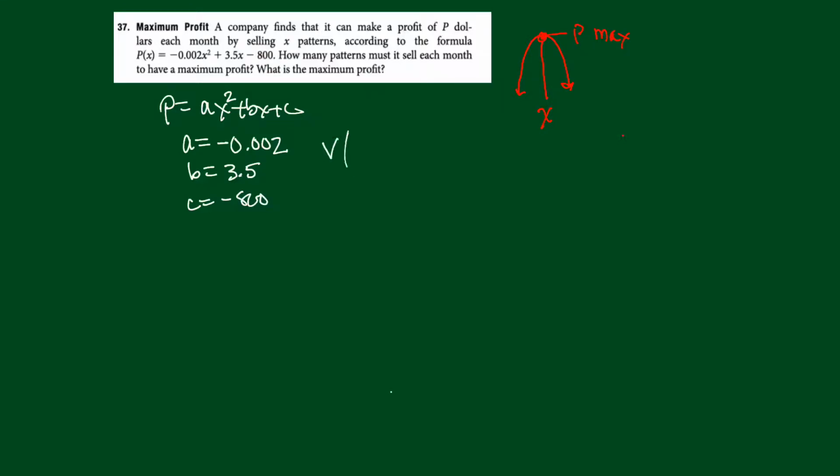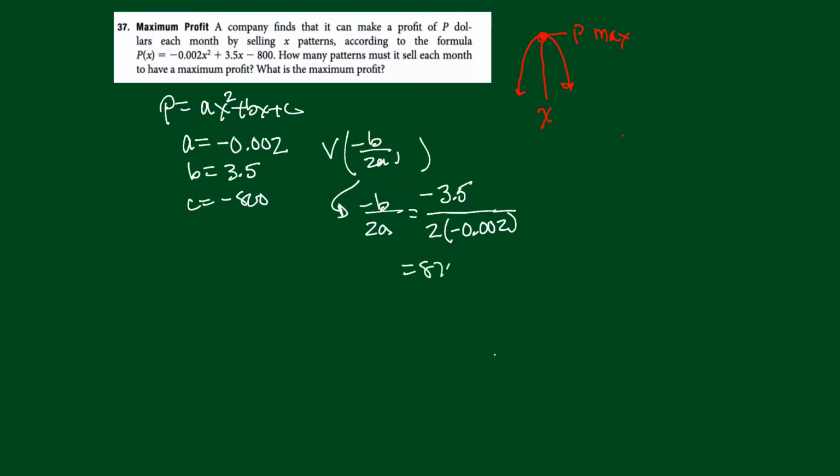So the vertex here, the x component is negative b over 2a and then some y component. So let's get this right here. What is negative b over 2a? This is going to be negative b, but what is b? B is 3.5, so we're going to get 3.5 over 2 times a, which is negative 0.002. This looks like a calculator problem, and I am getting 875 out of this. So for the vertex, the x component is 875.